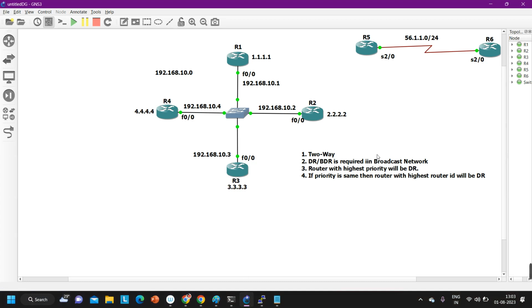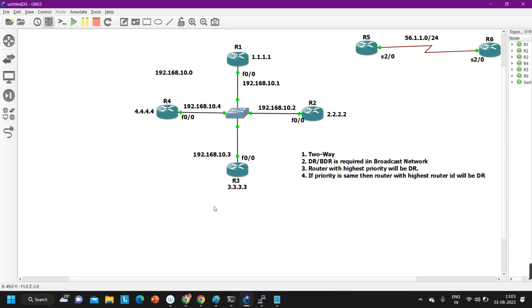I think that's clear now. That's clear now. What next in OSPF? Next will be done for today.